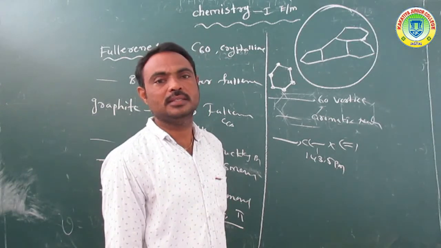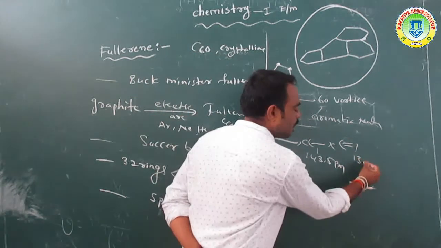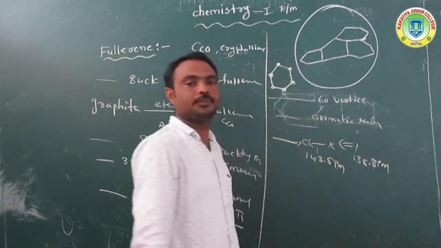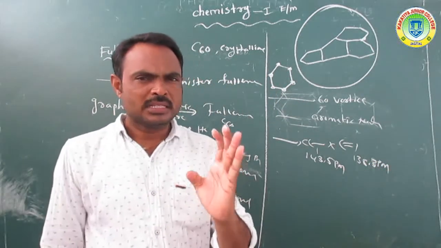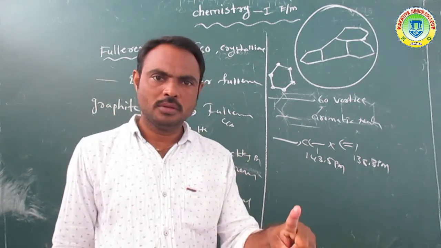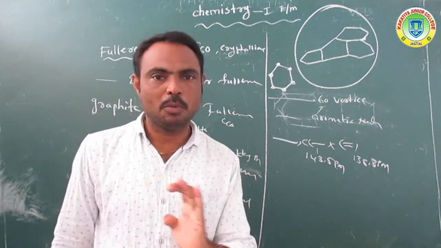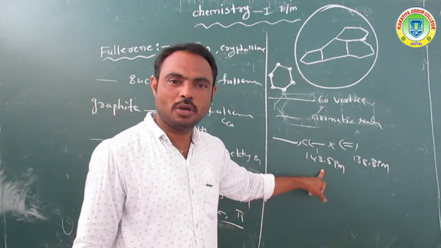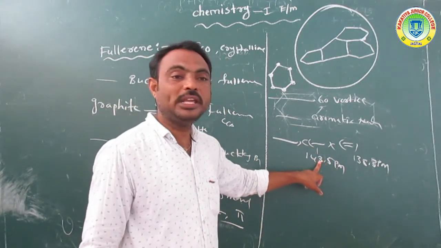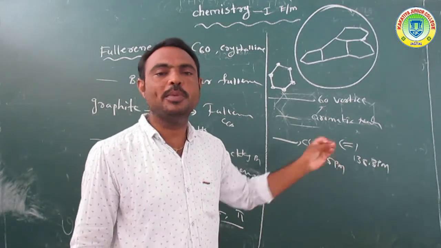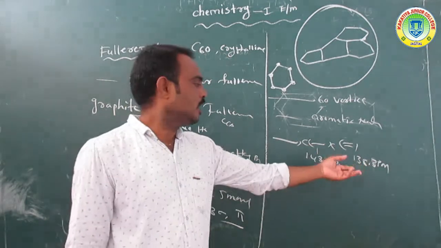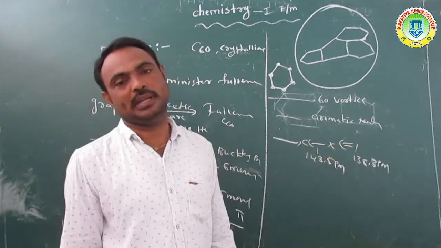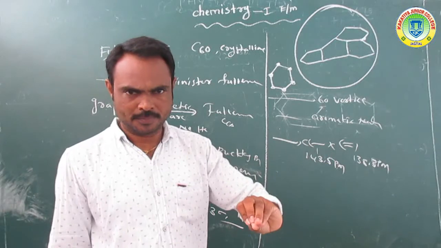143.5 picometers. At the same time, double bond 138.3 picometers. Okay, so overall some places contain single bond, some places contain double bond. What is the bond length of single bond? 143.5 picometers. Next, double bond 138.3 picometers. It is a bond length.